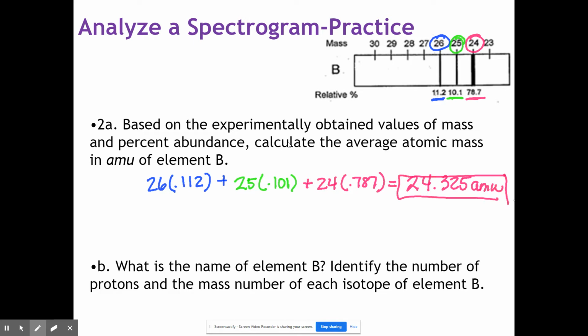Okay. Now in letter B, it asks us, what is the name of element B? If you look on a periodic table and try to find this atomic mass, you're looking for the one closest to it. I'll give you a second to look it up. Looked it up. You should have gotten magnesium as the name.